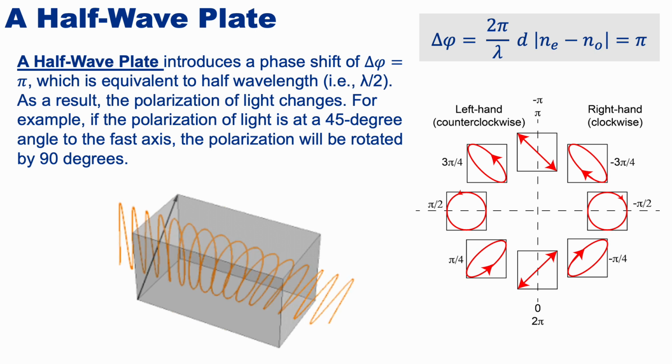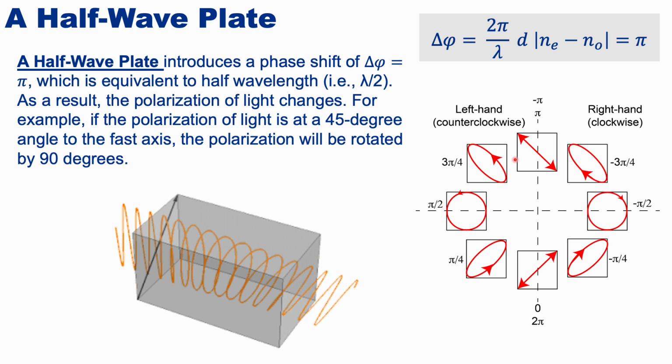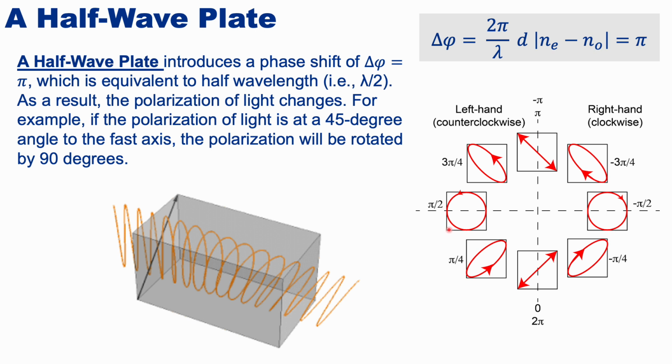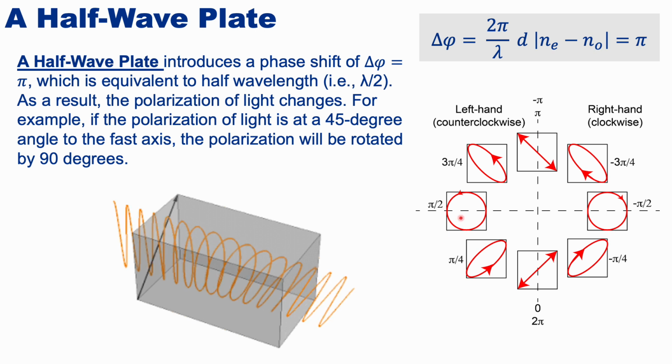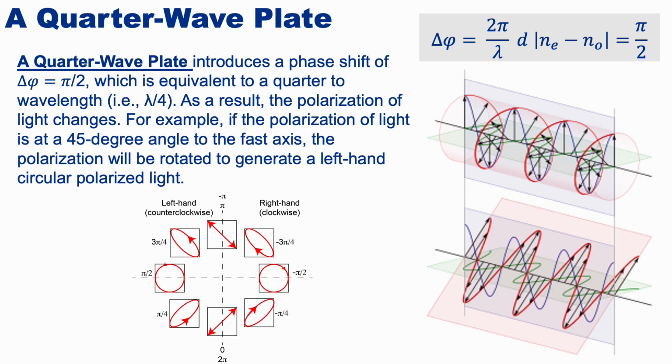So what is going to happen is that if we have linear polarization at 45 degrees, we're going to shift it to minus 45 degrees, but still linear polarization. Or if we have left hand circular polarization, we're going to shift it to right hand circular polarization. So it's always going to be a rotation of pi.